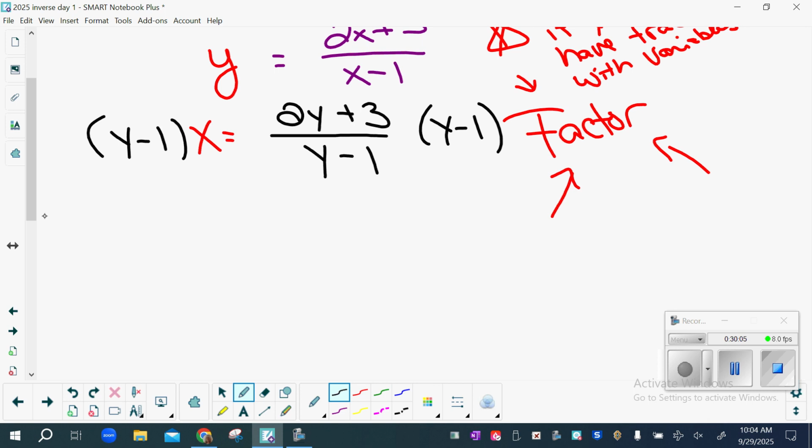Let's look at what we have now. Like, this guy goes away. Good, thank God. I don't like fractions, right? So I have just gotten rid of the fraction. Yay for me. So what I have at this point is y minus 1 times x equals 2y plus 3. I'm showing every single step so you see it, but you guys are going to skip some steps because you're going to be smarter than me.